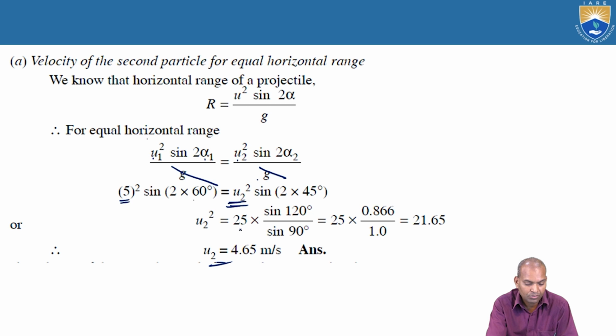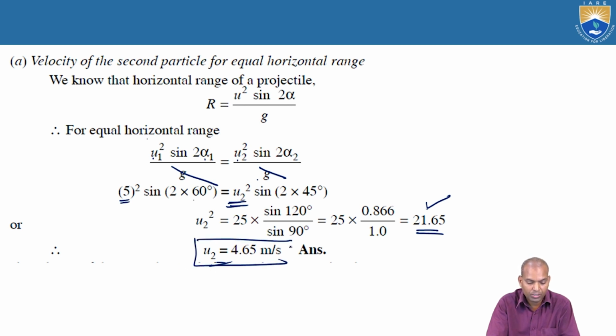What is u2 square equal to? 25 times sine 120 by sine 2 times 45, which is sine 90. Sine 90 degrees equals 1, whereas sine 120 equals 0.866. So 25 times 0.866 by 1 is 21.65, that is u2 square. What about u2? That is 4.65 meters per second. That is the first objective.